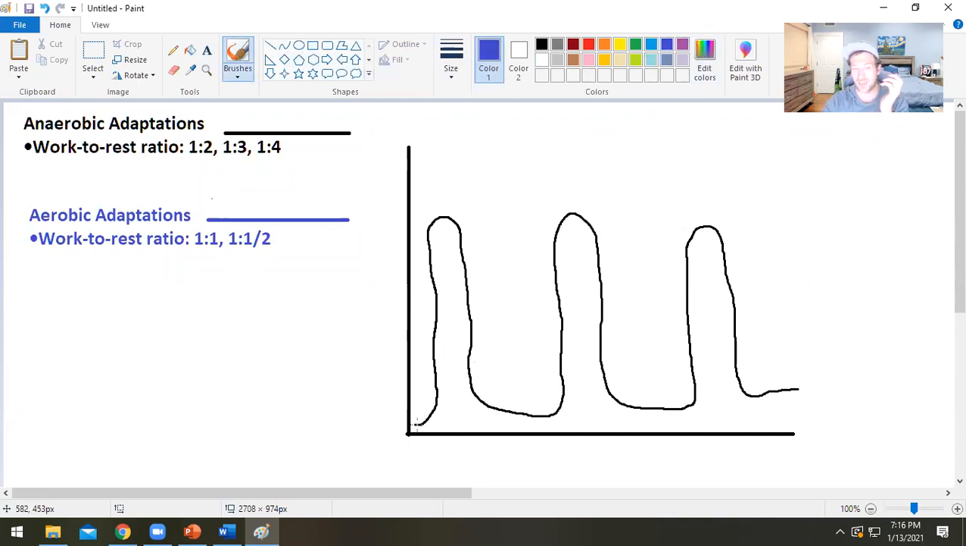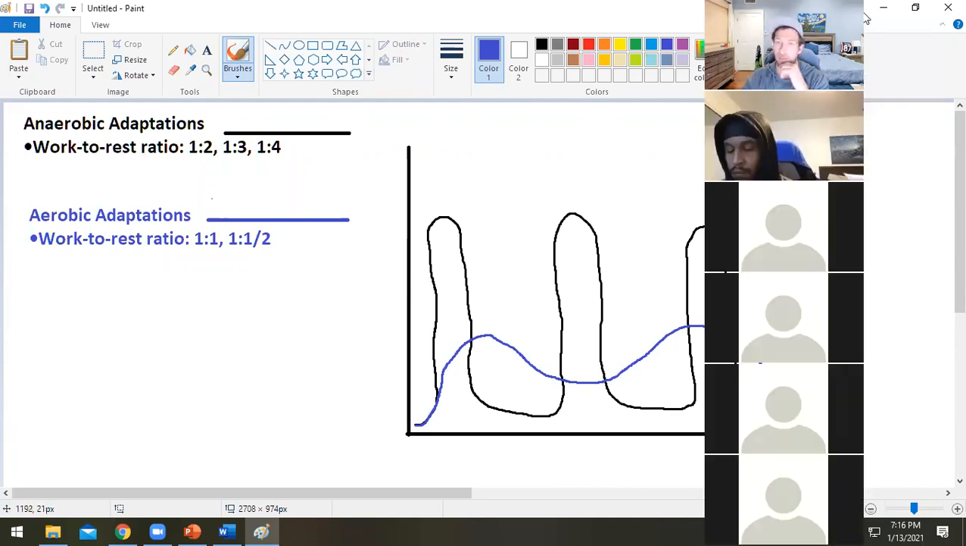So that's kind of what anaerobic adaptations look like versus aerobic adaptations, which are going to look very, very different. With aerobic adaptations, we don't really go quite so high, and we don't really ever come quite so low either. And so we have much smaller waves here because they're kind of equal to one another, right? That's what your intervals kind of look like when you're setting them up. So very, very different styles here, right?